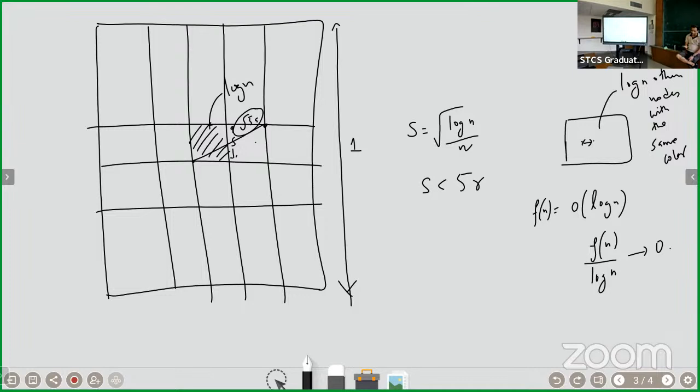But what about log n? Can you make log n work? That's the question. Why is log n important? Why am I happy with it? The square side I've taken is square root of log n by n. Why have I not taken 1 by square root n, or something like that?